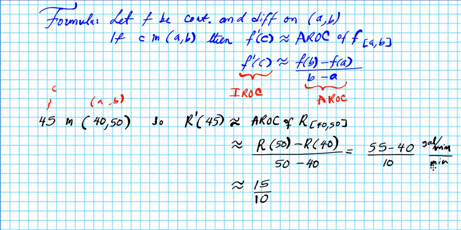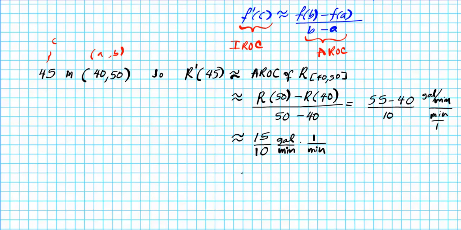So gallons per minute, you can write this as gallons per minute over 1. Then you multiply the numerator by the reciprocal of the denominator unit, 1 over minute. That simplifies into 15 over 10. Just move the decimal point 1 place to the left, and then you have 1.5, or you can reduce this to 3 over 2, which is the same thing.